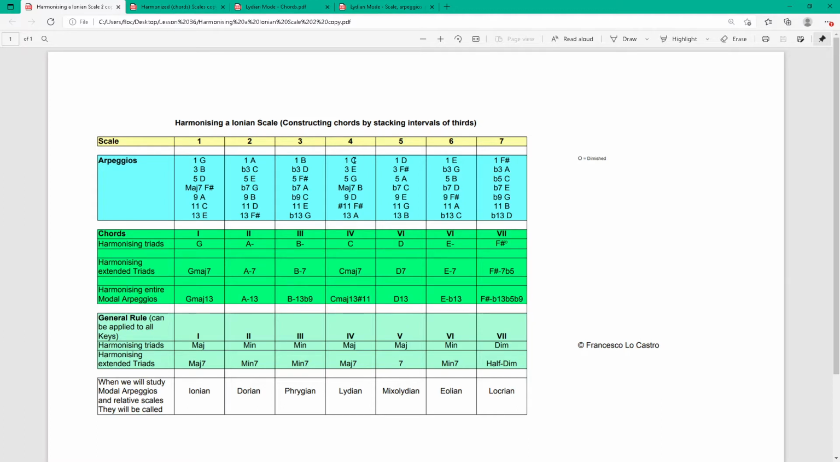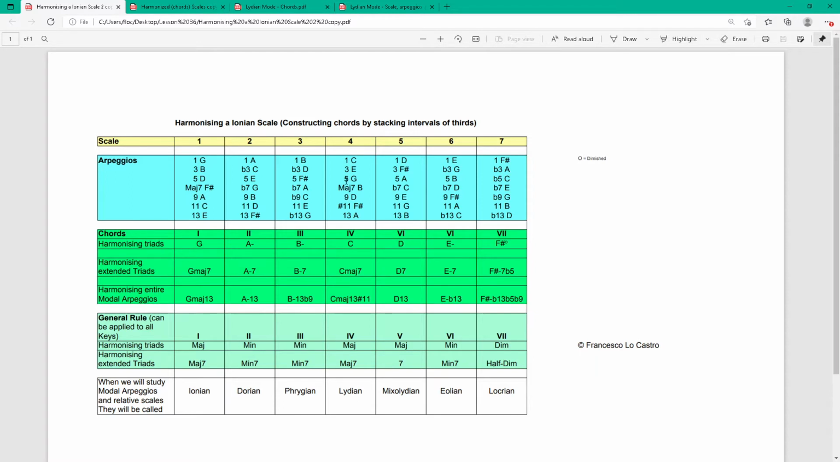In other words, again, if I was to transpose everything in G, this particular arpeggio in G, and compare it to this, the only difference, once again, is the 4th. In this case, sharp 11. So you have 1, 3, 5, major 7, 9, 11, and 13. And here you have 1, 3, 5, major 7, 9, sharp 11, and 13.